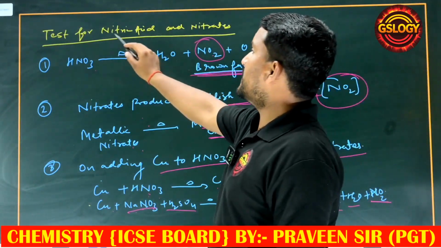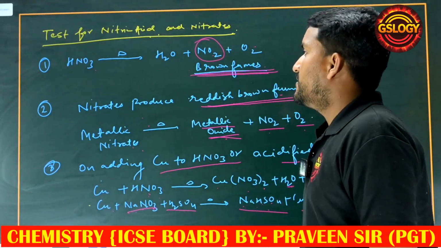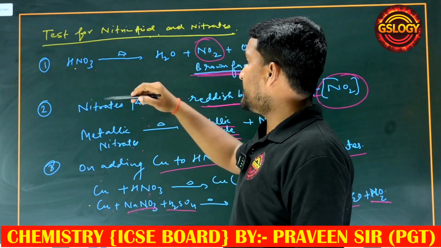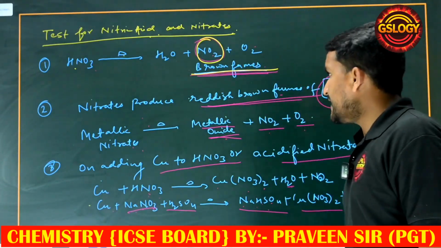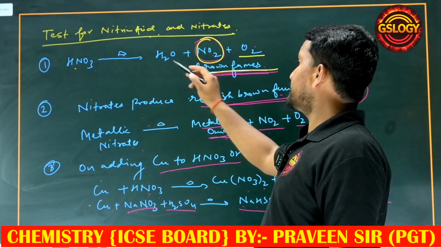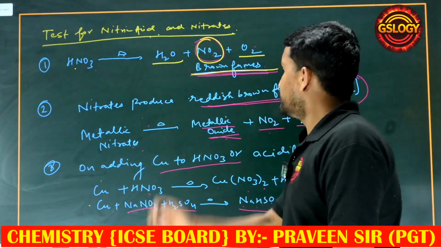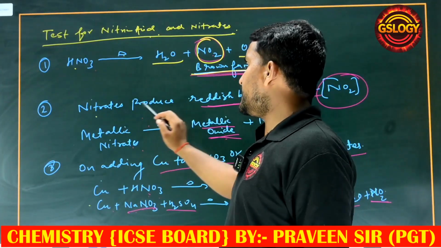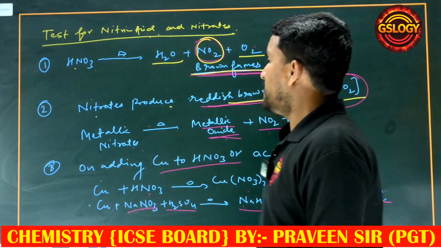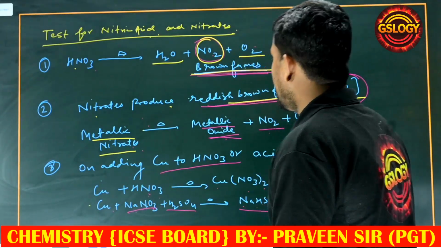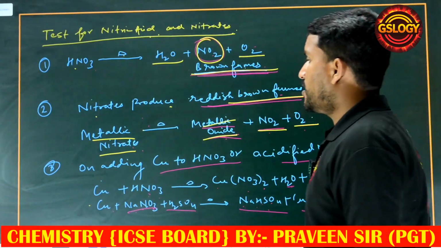Next is the test for nitric acid and nitrates. Nitric acid on heating will give brown fumes of nitrogen dioxide, and also gives oxygen and water. So on heating it will give brown fumes. Second, nitrate produces reddish brown fumes of nitrogen dioxide on heating. On heating a metallic nitrate, it will give the metallic oxide, nitrogen dioxide, and oxygen.